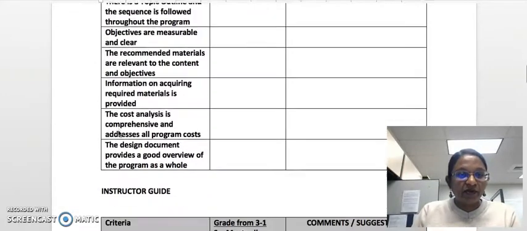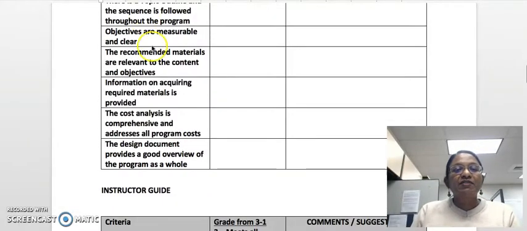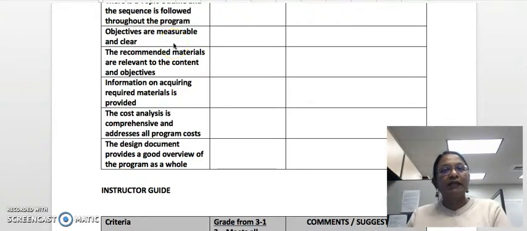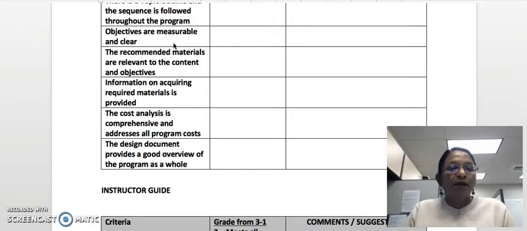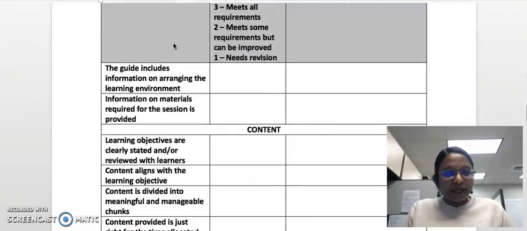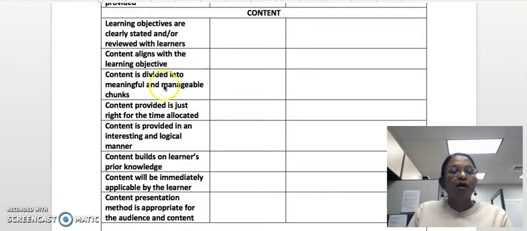Let's take another criteria over here. Objectives are measurable and clear. So are the objectives measurable and clear? If there are no objectives, then you just say that there are no objectives. And then content is divided into meaningful and manageable chunks.